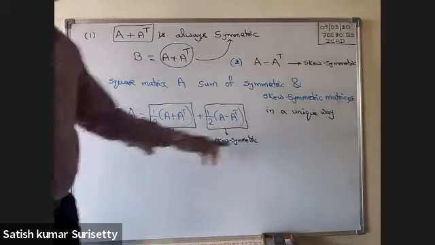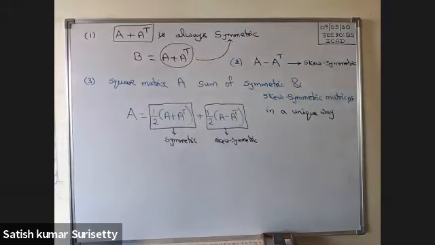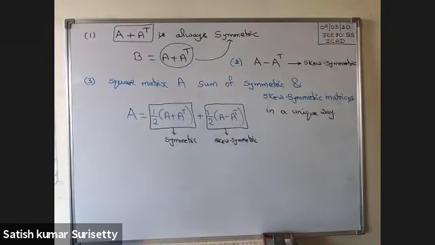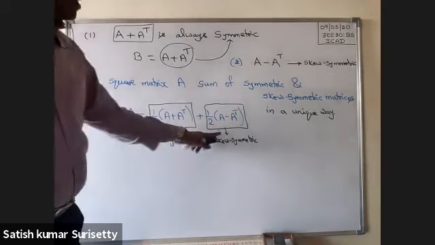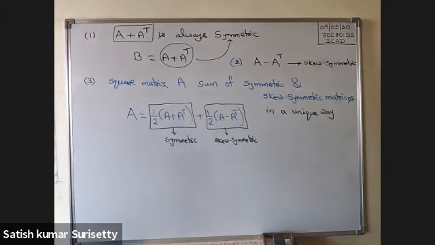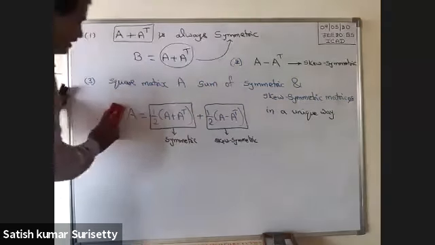That is, any square matrix can be expressed in this form. Now we have written it as a unique way. Now how to prove that it is always unique? That means you are having only one symmetric and only one skew symmetric matrix such that the sum is always equal to the given square matrix.